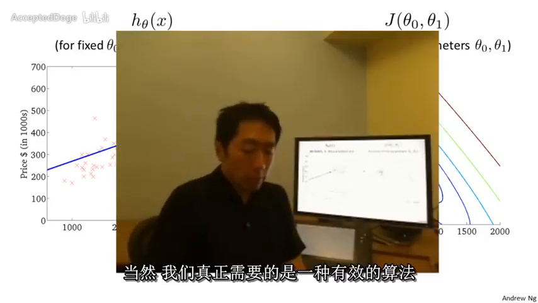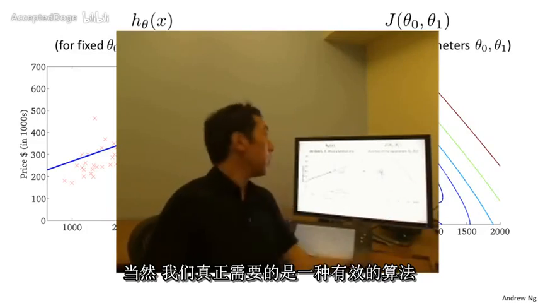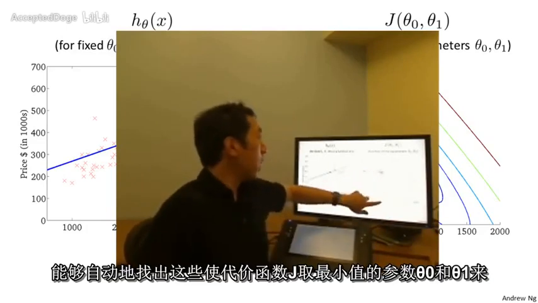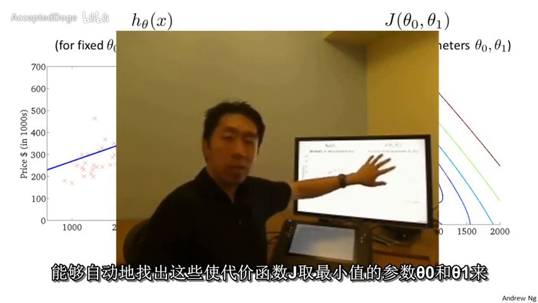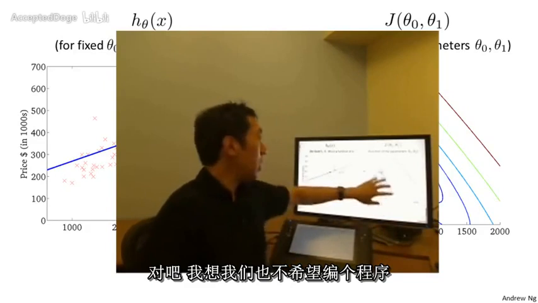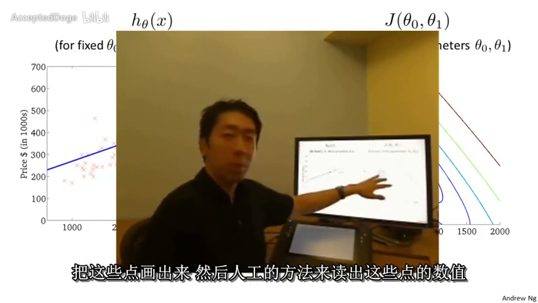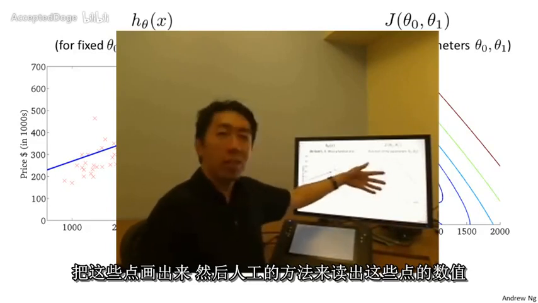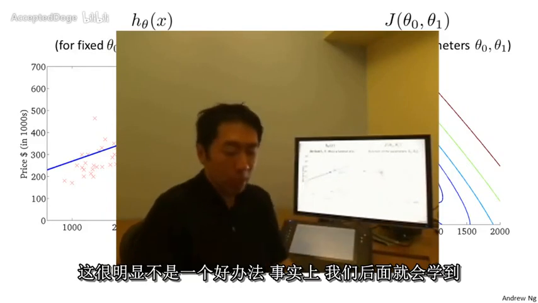Now, of course, what we really want is an efficient algorithm, an efficient piece of software for automatically finding the values of theta 0 and theta 1 that minimize the cost function J. And what we don't want to do is write software to plot out this point and then try to manually read off the numbers. That's just not a good way to do it.